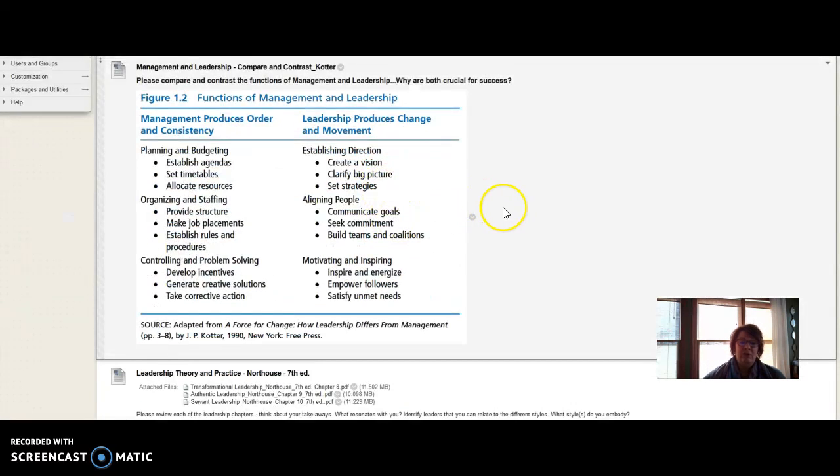We get into looking at the difference between management and leadership, and there's a definite difference. We're going to be focusing a wee bit on management, but really focusing on leadership. And when we're looking at population health, it's about empowering others in their work. And that's what we're really going to focus on.